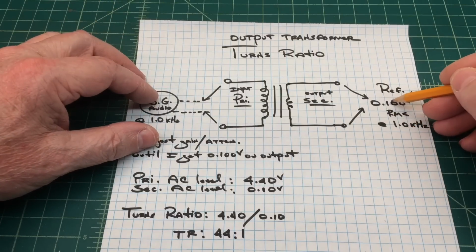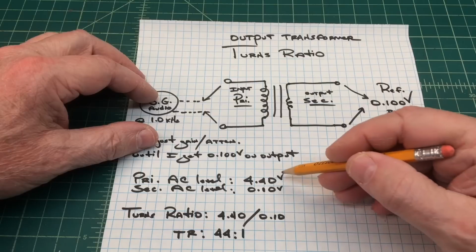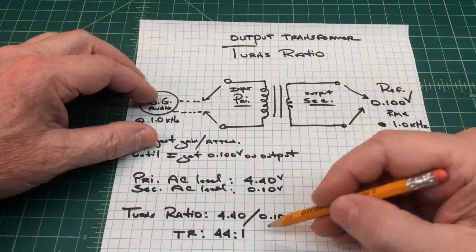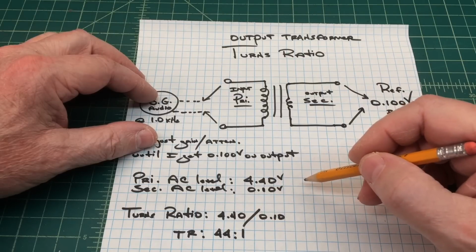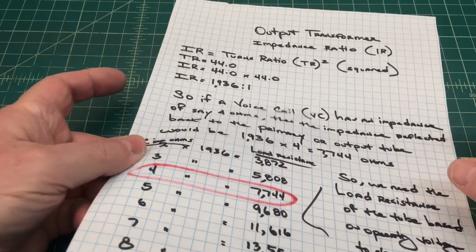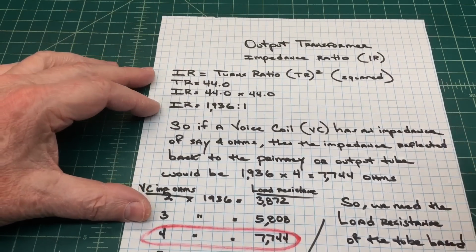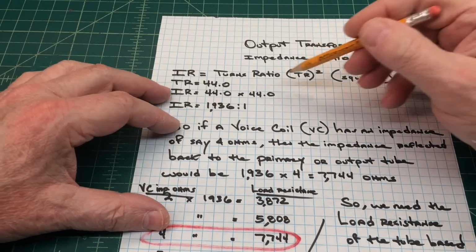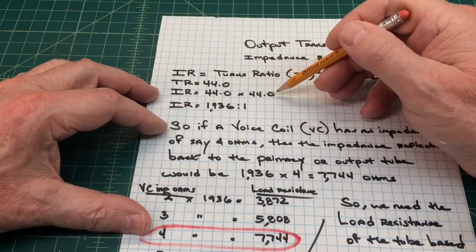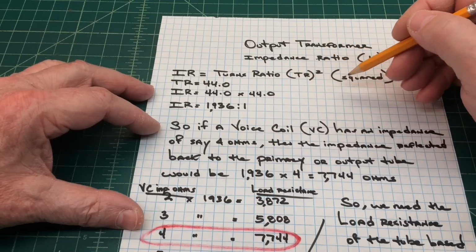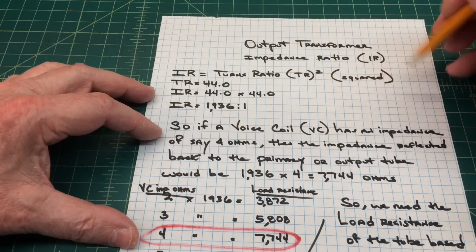That's why I like using this number in my head, because I can just take whatever number I end up getting times 10, and that will be my ratio. Again, in this case, 44 to 1 would be the turns ratio. Now, to calculate the impedance ratio, you simply take the turns ratio and square that number. So you're just taking the 44 by itself. 44 times 44 equals 1936. And again, that would be 1936 to 1, and that becomes our impedance ratio.